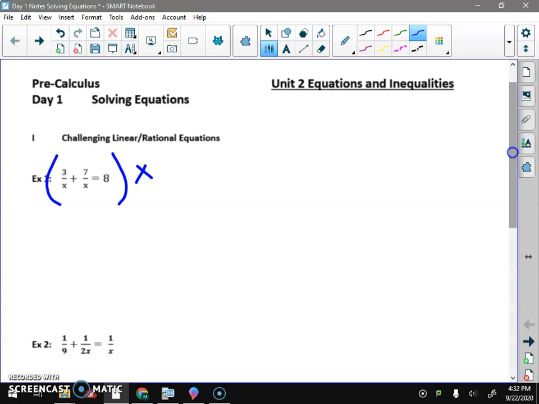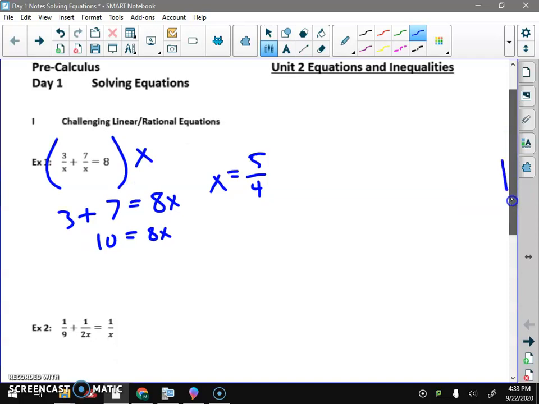3 over x times x is 3. 7 over x times x is 7. And 8 times x is 8x. 10 equals 8x. x equals 10 eighths, also known as 5/4 or 1.2. Pretty dang easy if you do it that way. Obviously, we'll make them a little bit more challenging where those denominators get to be a little harder.